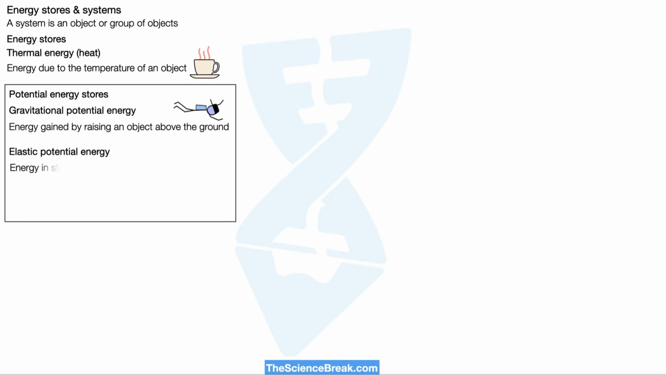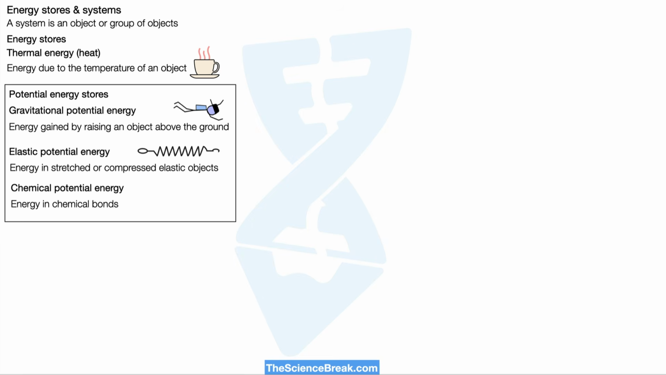Elastic potential energy. This is energy in stretched or compressed elastic objects. A common example is a spring, but it could also be an elastic band or even a rubber ball. Chemical potential energy. This is energy in chemical bonds, usually in batteries, in food, and in fuel. So these are the potential energy stores.